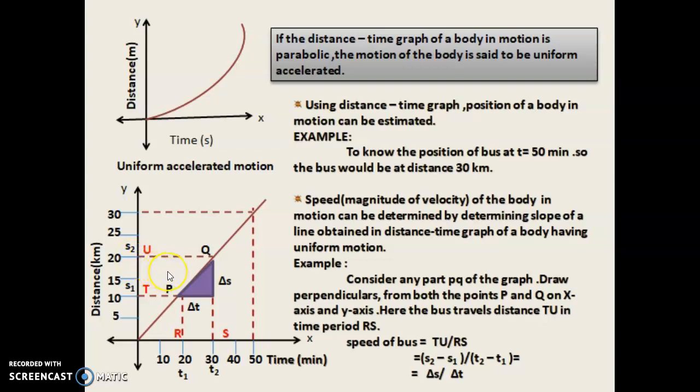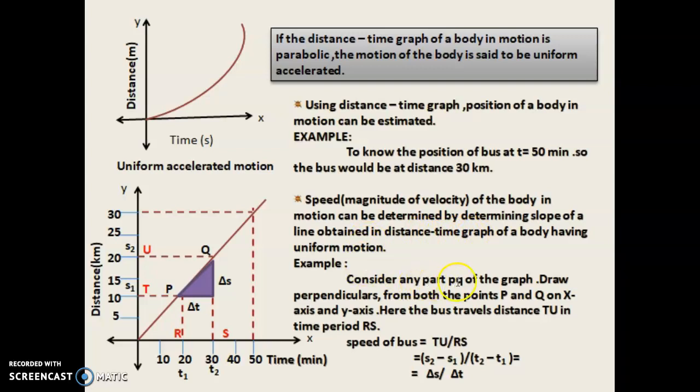You know that speed is equal to what? Distance upon time. That is the difference between T and U, and the difference between R and S. You will get the speed of the bus. So see here. The speed, that is the magnitude of the velocity of the body in motion, can be determined by determining the slope of the line obtained in the distance time graph of a body having uniform motion.